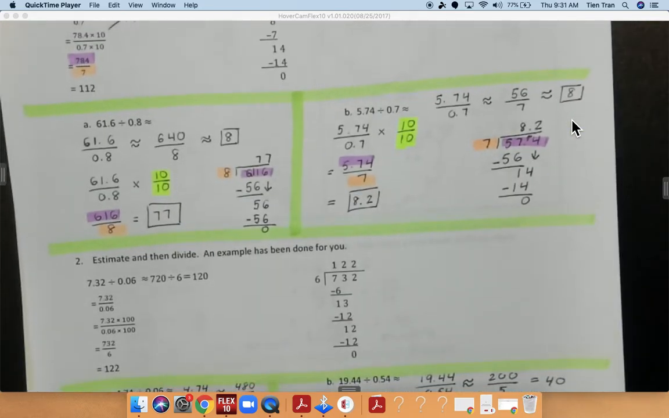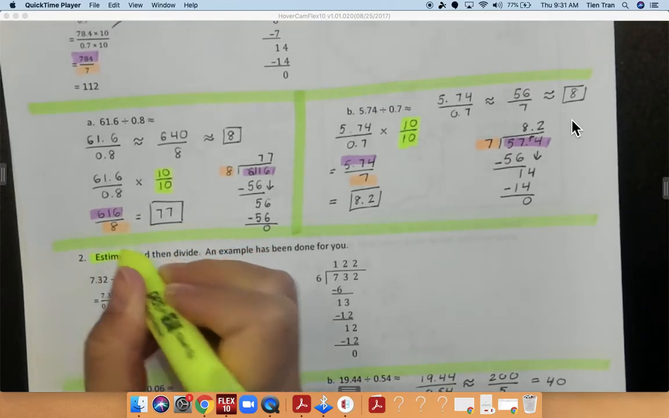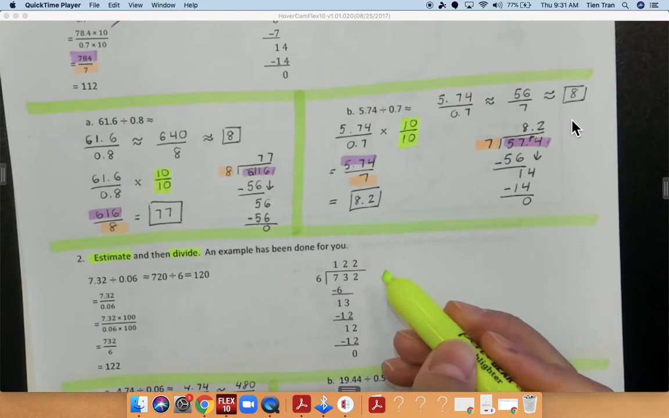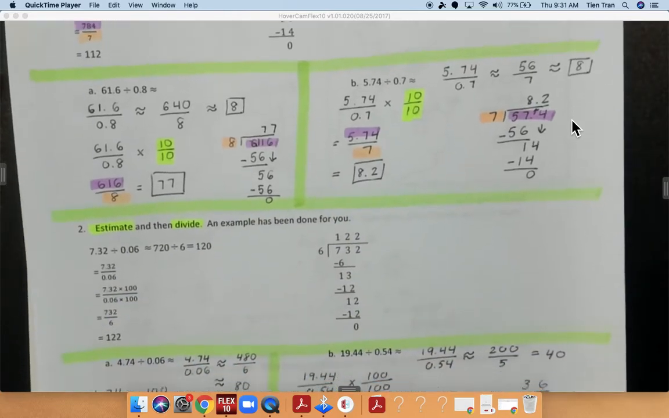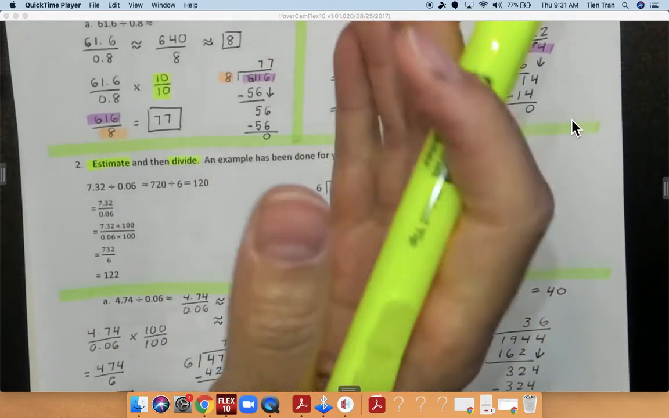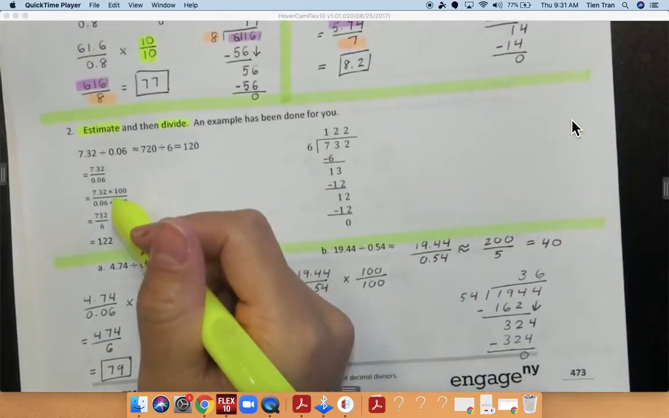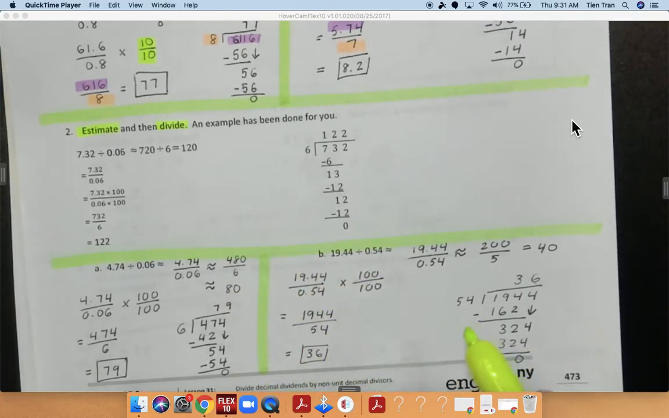Okay, now part 2, they ask you to estimate and then divide as well. They said that an example has been done for you. So this is the example you can look at. And it is the same as what we were doing at the top, except for this time you're using numbers that are larger. If you notice, they use 100 over 100, and that's what we're going to do here too.